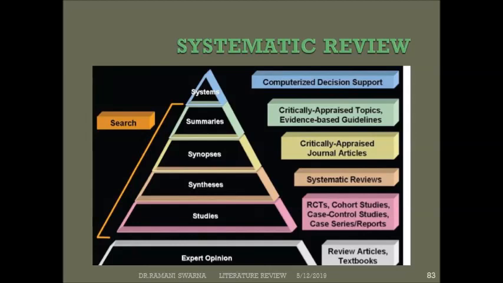Coming to the studies, RCTs, cohort studies, case control studies, case series or reports, it is compulsory for you to do all these things together and understand how many things we have taken care of. Coming to the synthesis, systematic reviews are compulsory. Synopsis, critically appraised journal articles should be focused on more and more. Summaries, critically appraised topics, evidence-based guidelines are presented in summaries. And in the end, we have systems wherein databases also help us, so computerized decision supports are also present. Or we can take help from different software to perform the meta-analysis and meta-synthesis to proceed further with our research work.